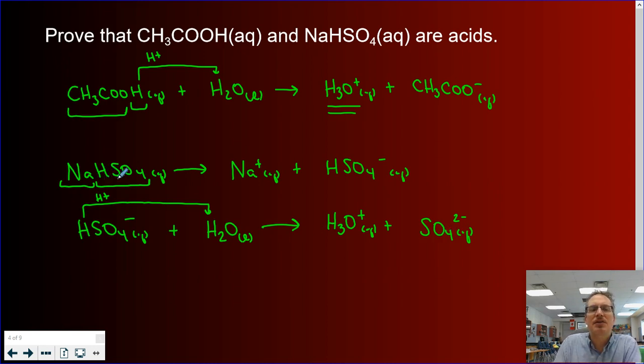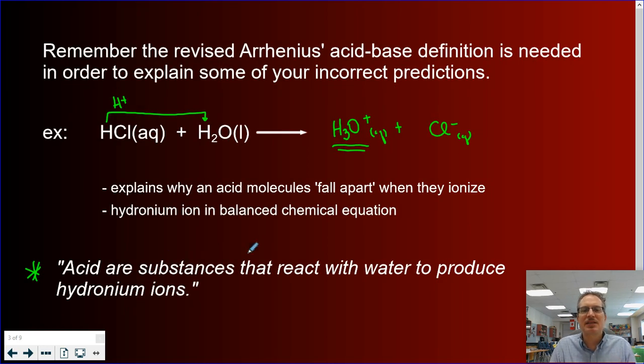Again, how do I know that sodium hydrogen sulfate is an acid? It produced hydronium ions. Now, in the acetic acid example, if you were proving this acid was an actual acid, you would get 1 mark for writing out this equation. For this example, because this one is more difficult, since we have to dissociate first, this question would be out of 2 marks for proving it. Again, your end goal is, remember the definition. Our definition of an acid is a substance that reacts with water to produce hydronium ions.